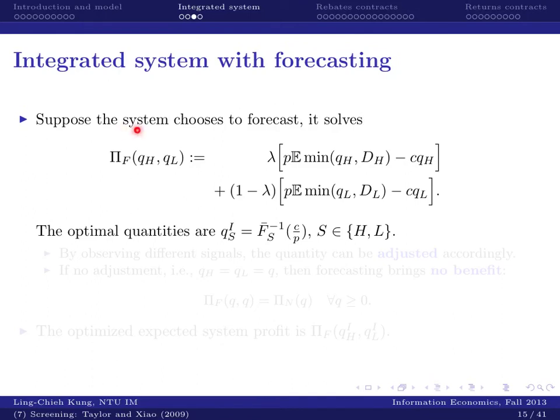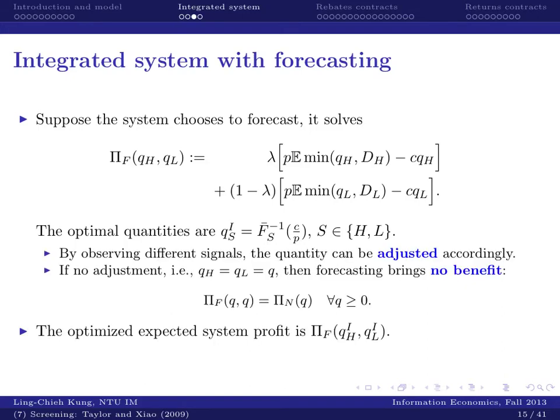If, on the other hand, the system chooses to forecast, in this case the quantity can be different. Okay? When I see a good signal, I expect the demand to be high, and I'm going to make my quantity higher. Or if demand is low, I'm going to make a lower quantity. I still determine the quantities according to the newsvendor formula. What's interesting is that it is because we have the ability to adjust our quantity that we get some benefit. If there is no adjustment, that means QH and QL are the same, then forecasting is really not beneficial.